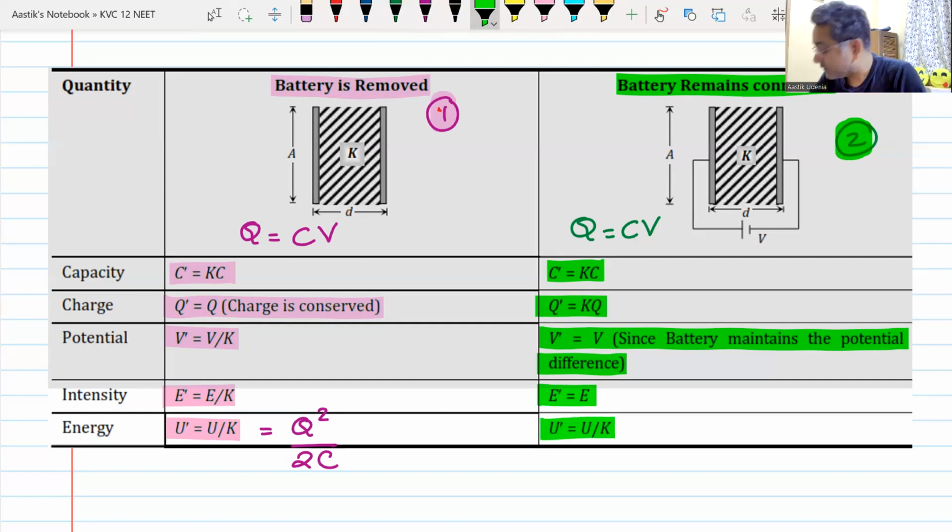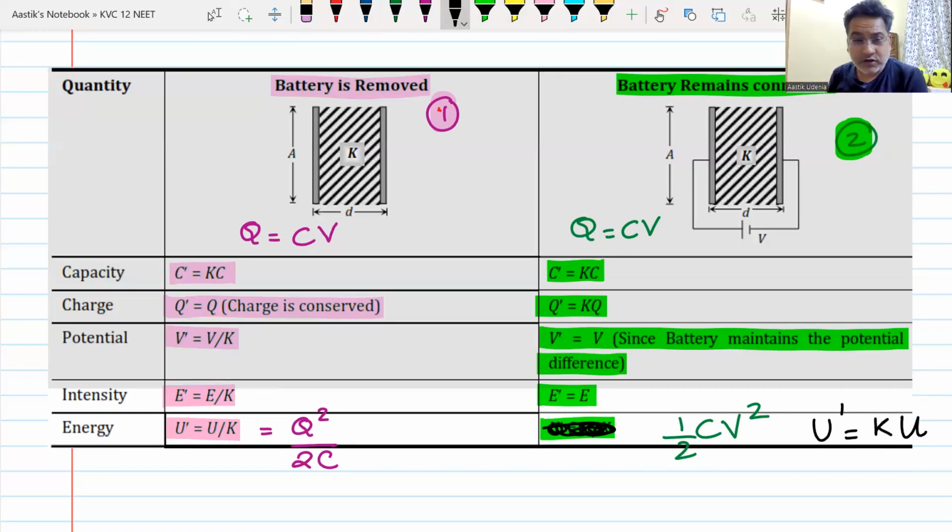But you see here also, we can use the formula half CV squared. Here V remains same, so energy will become K times. This is written wrong, so you just take this out. So here the energy U dash becomes K times of U, because potential is remaining same, it is directly proportional to C. C has become K times, and therefore the energy has become K times. Do we understand this? Yes, sir.